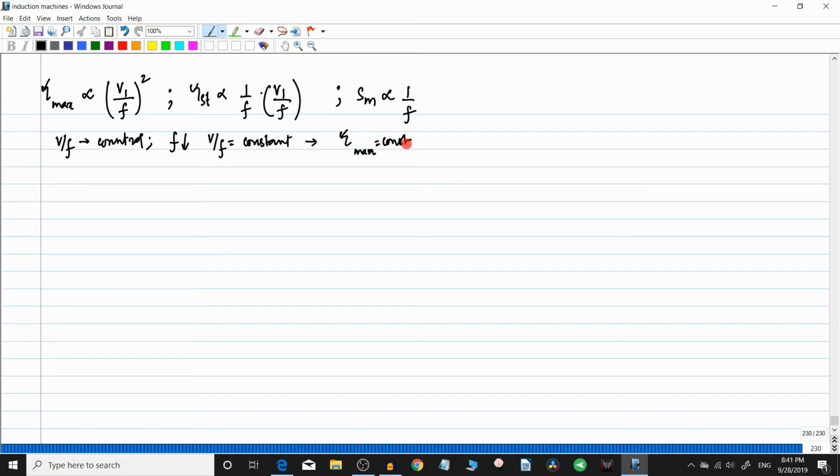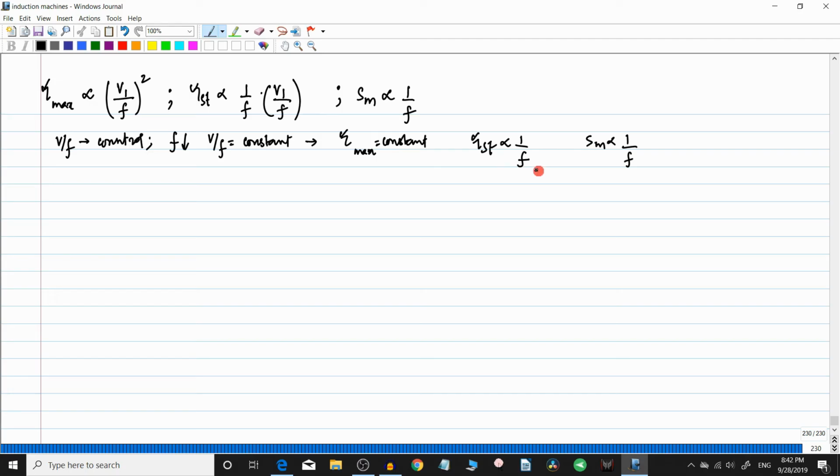But the starting torque, you can see, is not only proportional to V1 by F, it is proportional to 1 by F also. So this term might be constant, but now we can put it as T start is proportional to 1 by F. So torque start is proportional to 1 divided by F. Slip at maximum torque is already proportional to 1 by F.